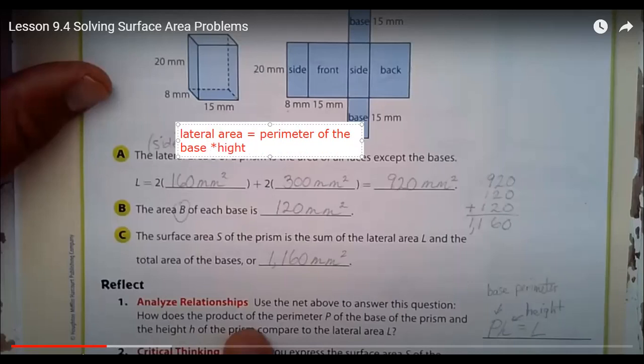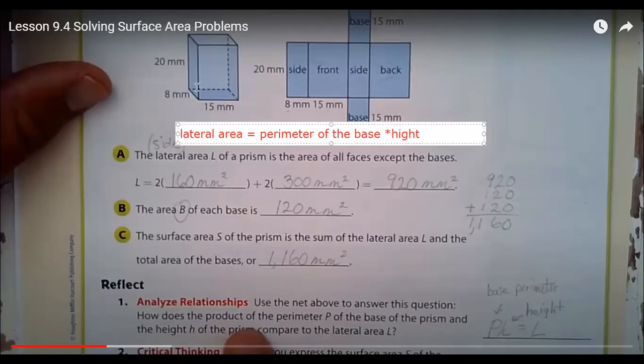So if you want to calculate the lateral area of the prism, it will be perimeter of the base times height. What is the perimeter of the base? The perimeter means the sum of all sides. Which means if you say 15 plus 8 plus 15 plus 8, times 20, you are going to find the lateral area of this prism. Then again, how can we calculate the lateral area, grade 7?